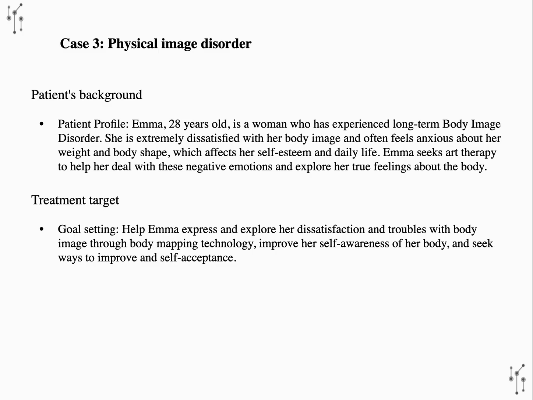Emma was invited to draw her body images, and she marked her dissatisfied areas such as the abdomen, the thighs, and buttocks on her body images with black and gray shadows. She used irregular shapes and lines to express the uneasiness and anxiety in this area.